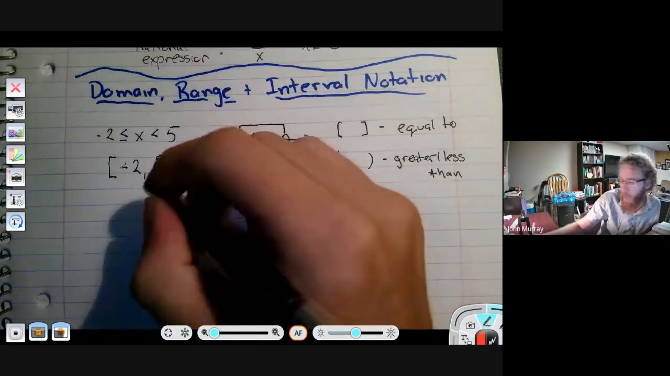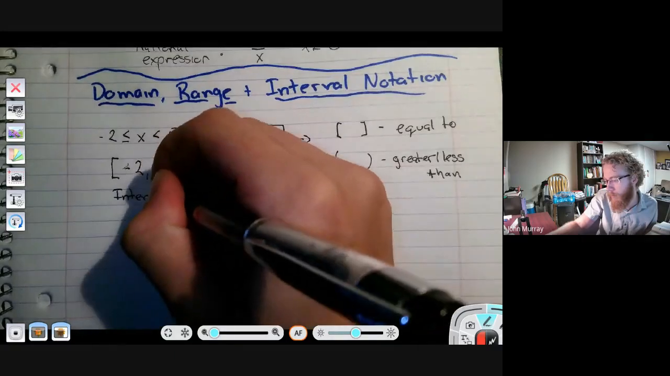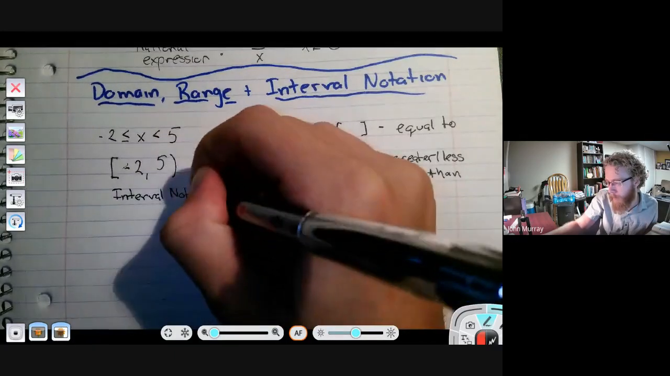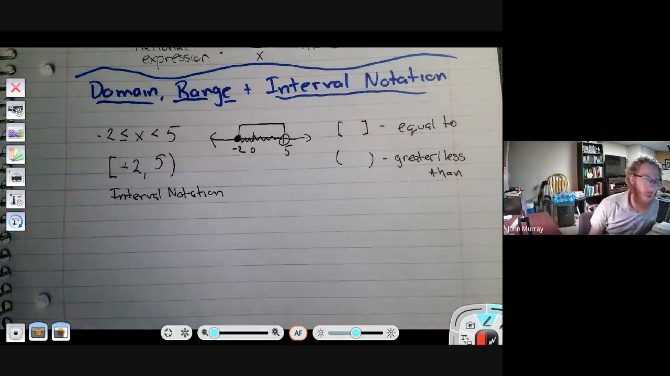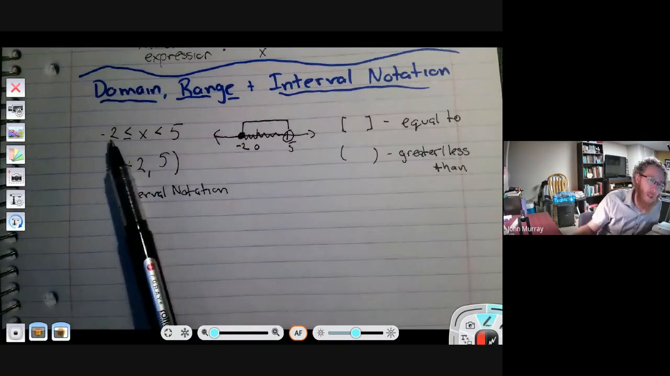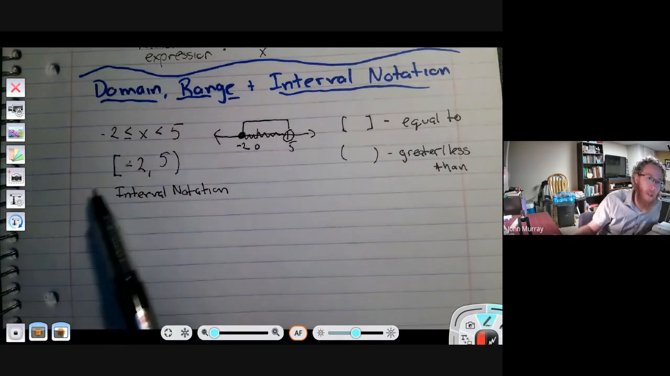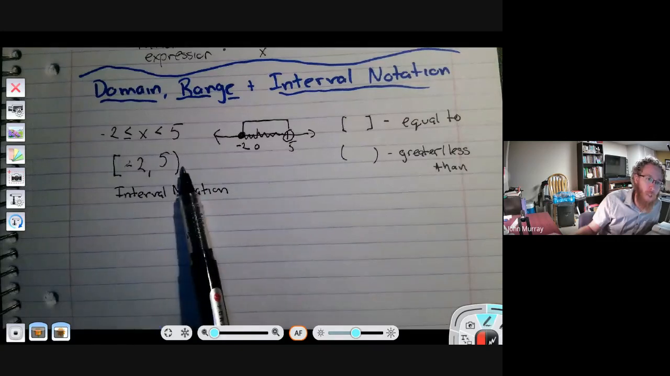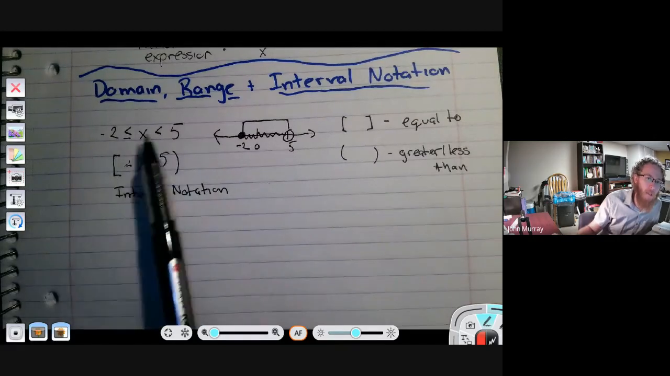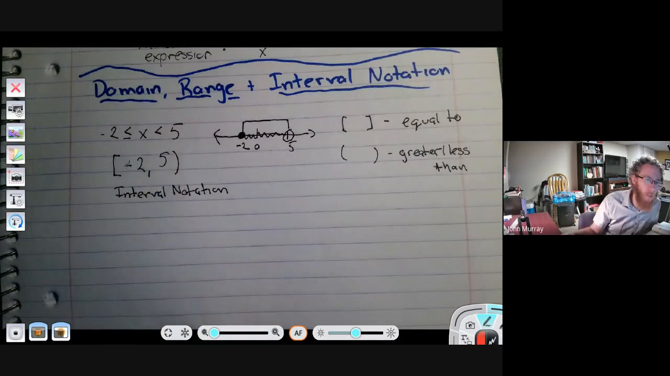Okay, and this here is what we call interval notation. Okay, it's a lot easier, especially when we're talking about domain and range, to write this out than this. And again, we have the specific brackets depending on if it's equal to, or if it's just greater than or less than.